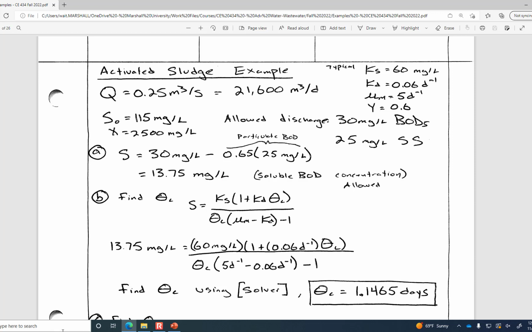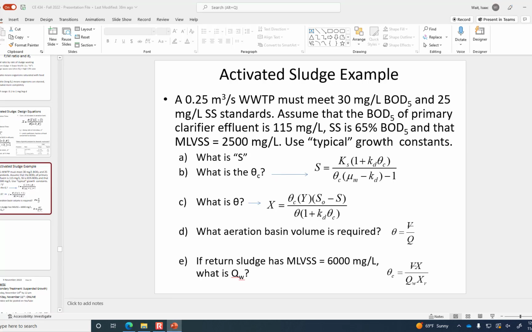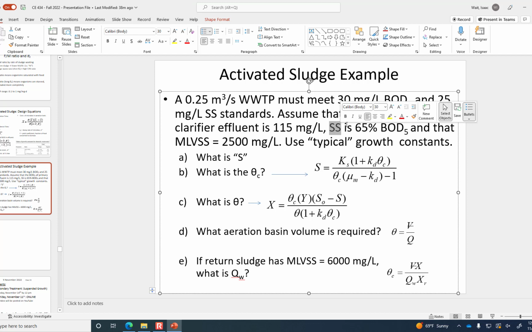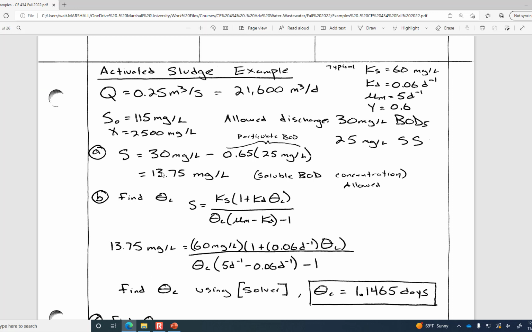And this example had said that a certain fraction of the suspended solids is BOD, and a certain part of it, the suspended solids, are inert. So it said 65% of the suspended solids are BOD. So if we've got 25 milligrams per liter of suspended solids, then that means we can only afford to have 13.75 milligrams per liter of soluble BOD to meet that limit of 30 milligrams per liter.